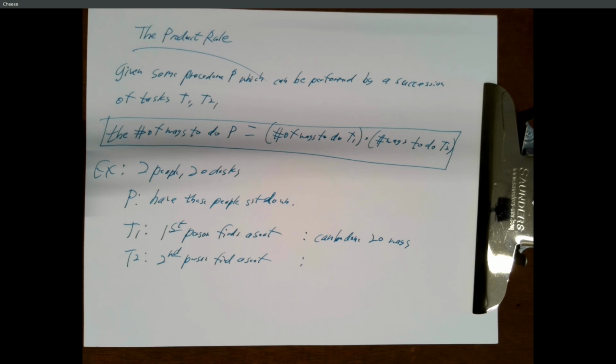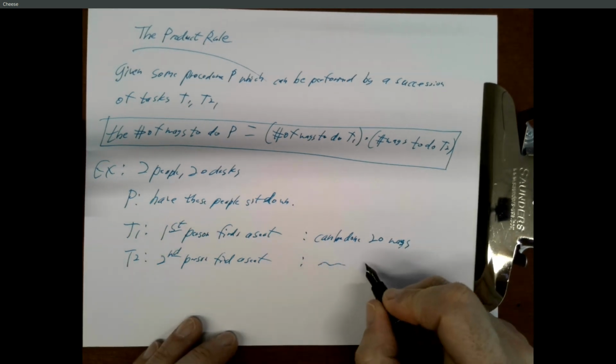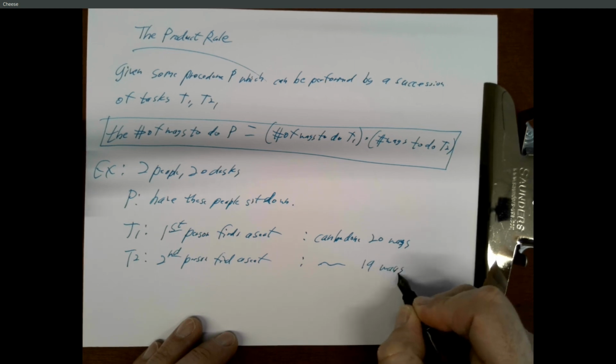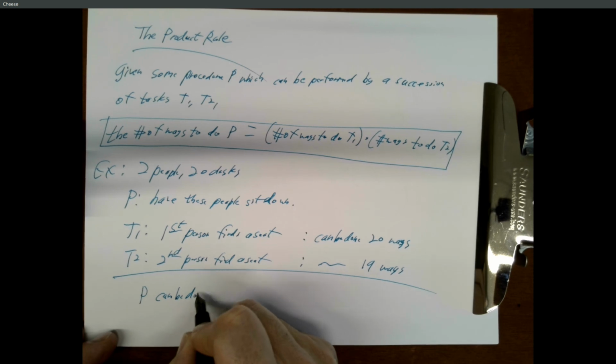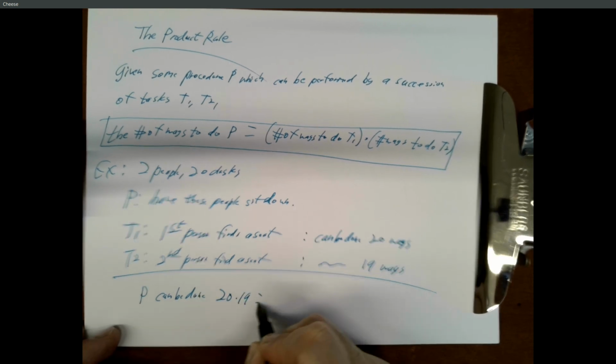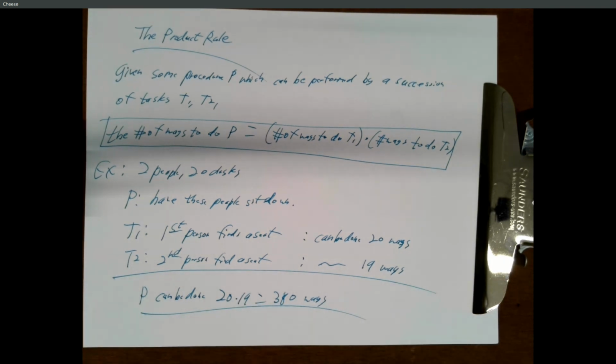Okay, after that person has gone in and sat down, they're sitting at one of the desks. Now I'm sending another person in and asking them to find a place to sit. How many ways can that task be accomplished? 19. Right, it's 19 because there's only 19 seats available left. So task 2 can be done 19 ways. And so P can be done 20 times 19 equals 380 ways. So there's 380 ways 2 people can sit in a room with 20 desks.